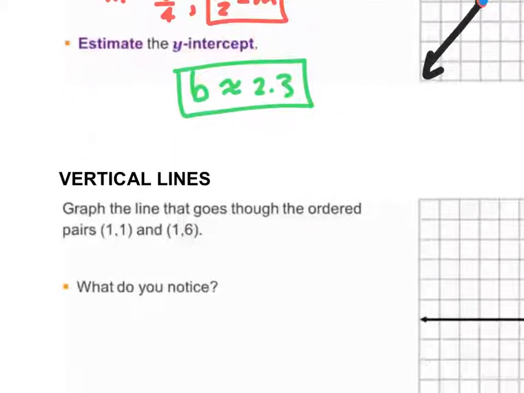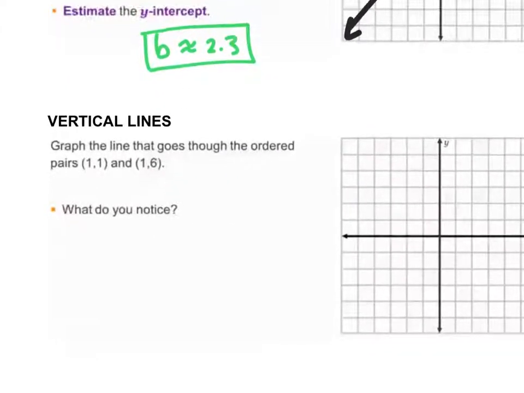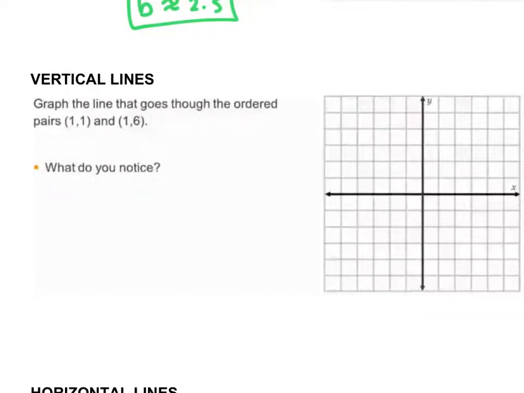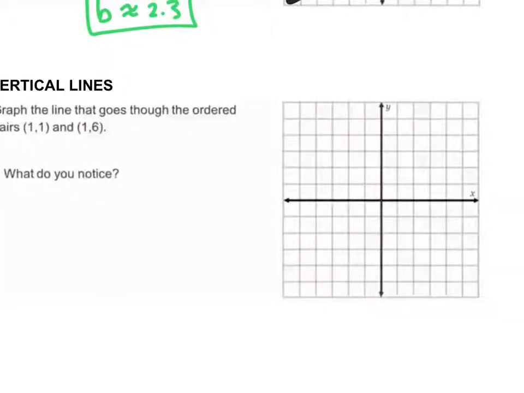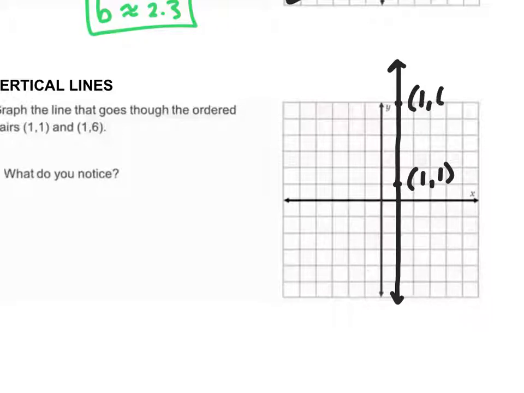Vertical lines. Graph the line that goes through the ordered pairs 1, 1, and 1, 6. So 1, 1, and 1, 2, 3, 4, 5, 6. So if I graph those, I have a vertical line. Now notice I'm going to plot these points 1, 1, and 1, 6. Notice that my x values are the same.